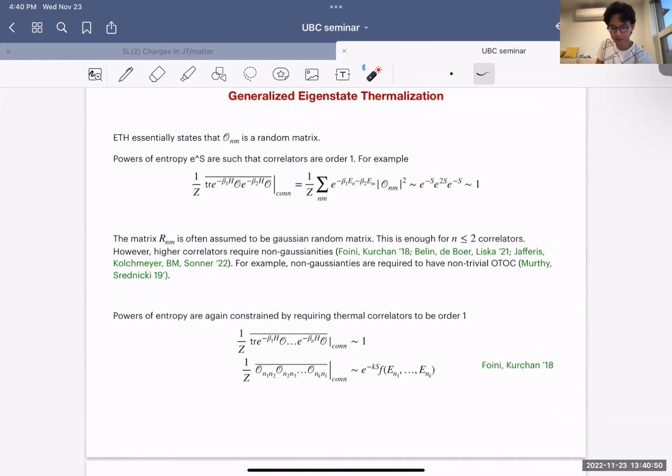So this matrix R_mn, or O_mn, is often assumed to be a Gaussian random matrix. And this is indeed enough if you're interested only in two-point correlators or lower. However, if you're interested in higher non-trivial correlators, then you need non-Gaussianities in this matrix R_mn, as was discussed by various people before us. So for example, if you want to reproduce non-trivial OTOCs, out-of-time-order correlators, then you need some non-Gaussianities in this matrix R_mn.